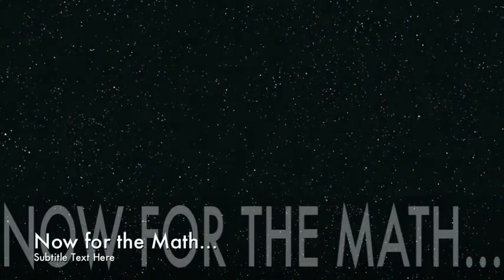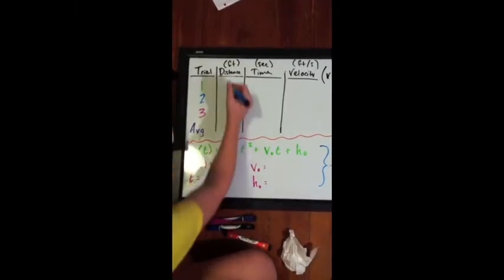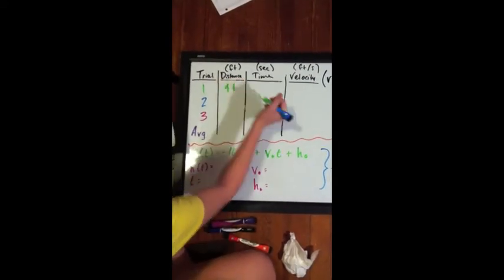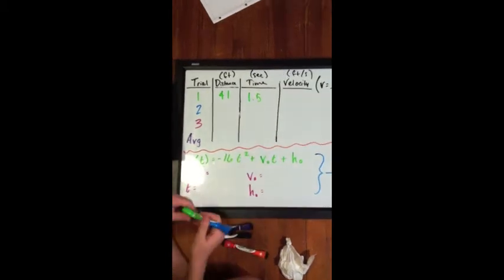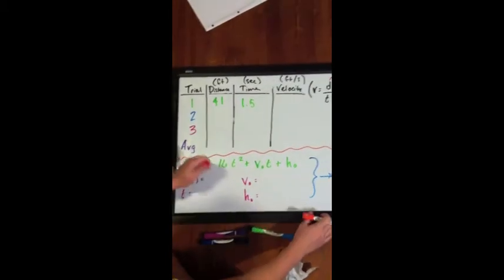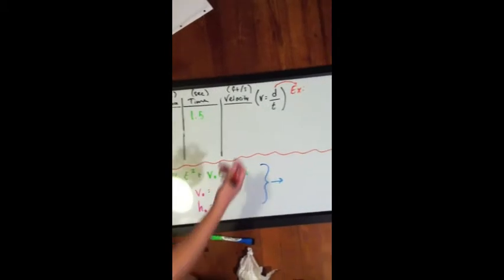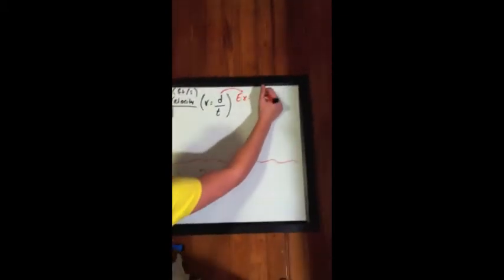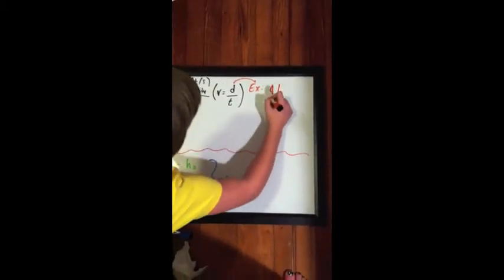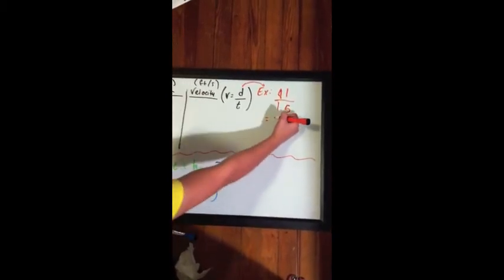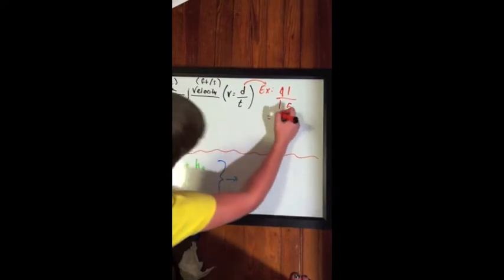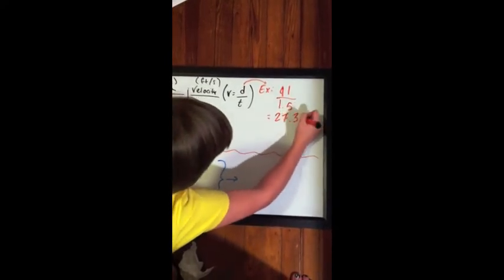There you go. Okay, so for the first trial, we went a distance of 41 feet in 1.5 seconds. Now to find velocity, we use velocity equals distance over time. So we have 41 feet over 1.5 seconds. When we work it out on a calculator, that equals 27.3 feet per second.